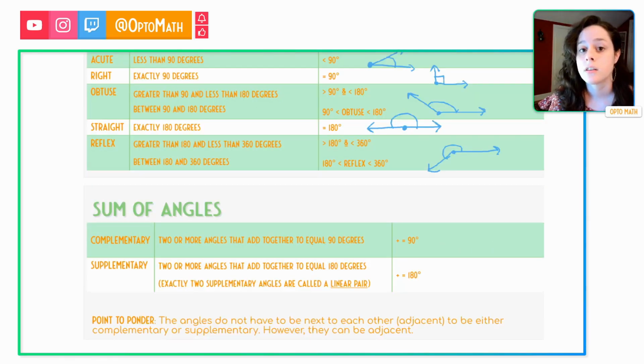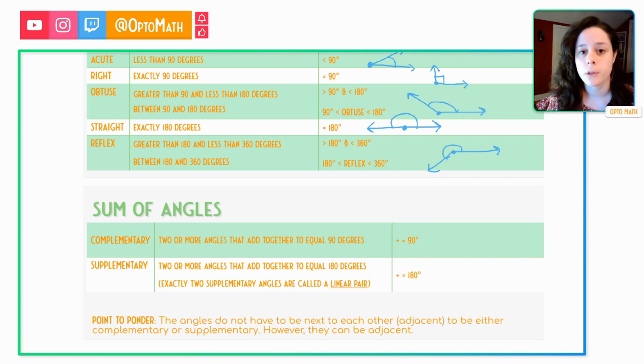Next we have the sum of angles. So remember, sum means to add. So you've got two or more angles added together to equal a certain sum. These two sums are 90 degrees and 180 degrees. So a corner or a straight line.